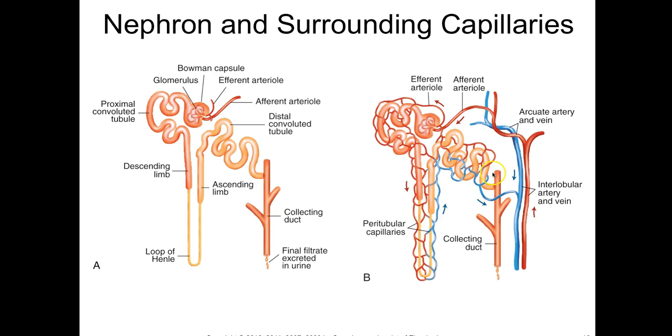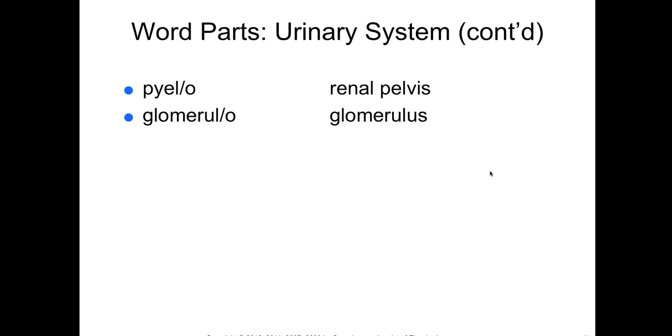Let's go into some more word parts here. So anytime we see pyelo, that's going to refer to our renal pelvis that we saw in two slides before. And then glomerulo refers to the glomerulus. Remember, that was the network of capillaries in which filtration is going to take place. So sometimes people suffer from glomerulonephritis, and that means inflammation of the glomeruli of our kidney.